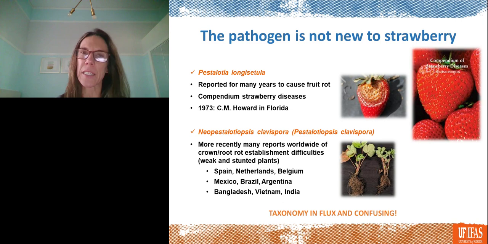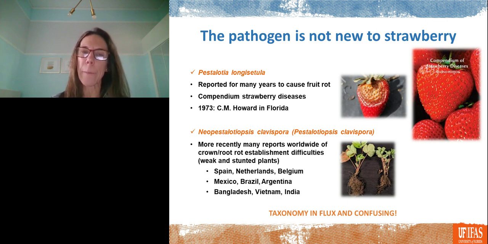And that's basically the same genus or the same fungus we're talking about today. It's just the name has changed quite a bit over the years. The taxonomy is confusing, but it's the same thing that's reported in the Compendium of Strawberry Diseases, and it had been reported in Florida back in the early 70s by pathologists at the time, Dr. Charlie Howard.